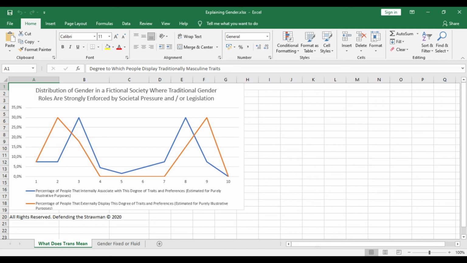Someone who is non-binary might, for example, fall on a 2 on the orange line in this society, while they might fall on a 5 for the blue line. In a society that does not rigidly enforce gender roles, they might fall on a 5 for both the blue and the orange lines.